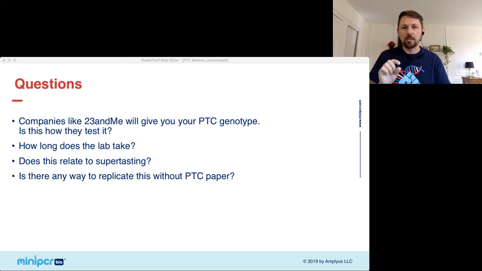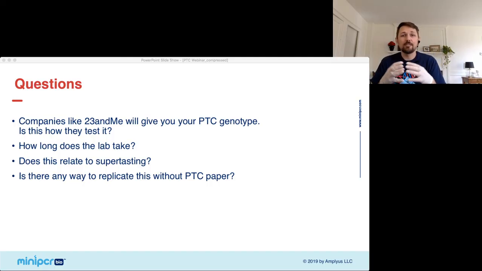Restriction enzymes, sometimes after they've cut all their DNA, they get a little greedy and they start cutting DNA in random places. It's something called star activity, but if you freeze it, it should be good for a while. And then if you do it all at once, give yourself 2.5 hours and you should be able to do the whole lab. Does this relate to super tasting?